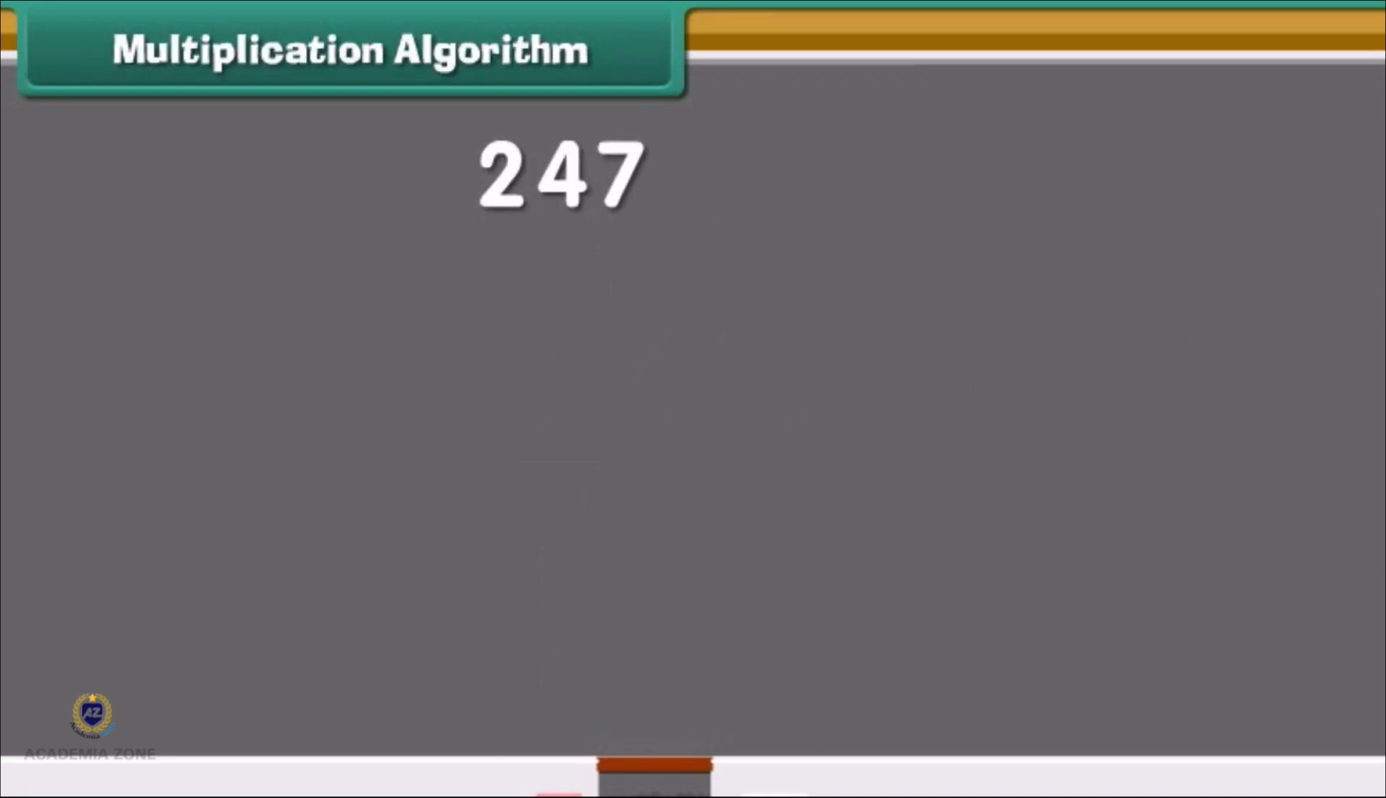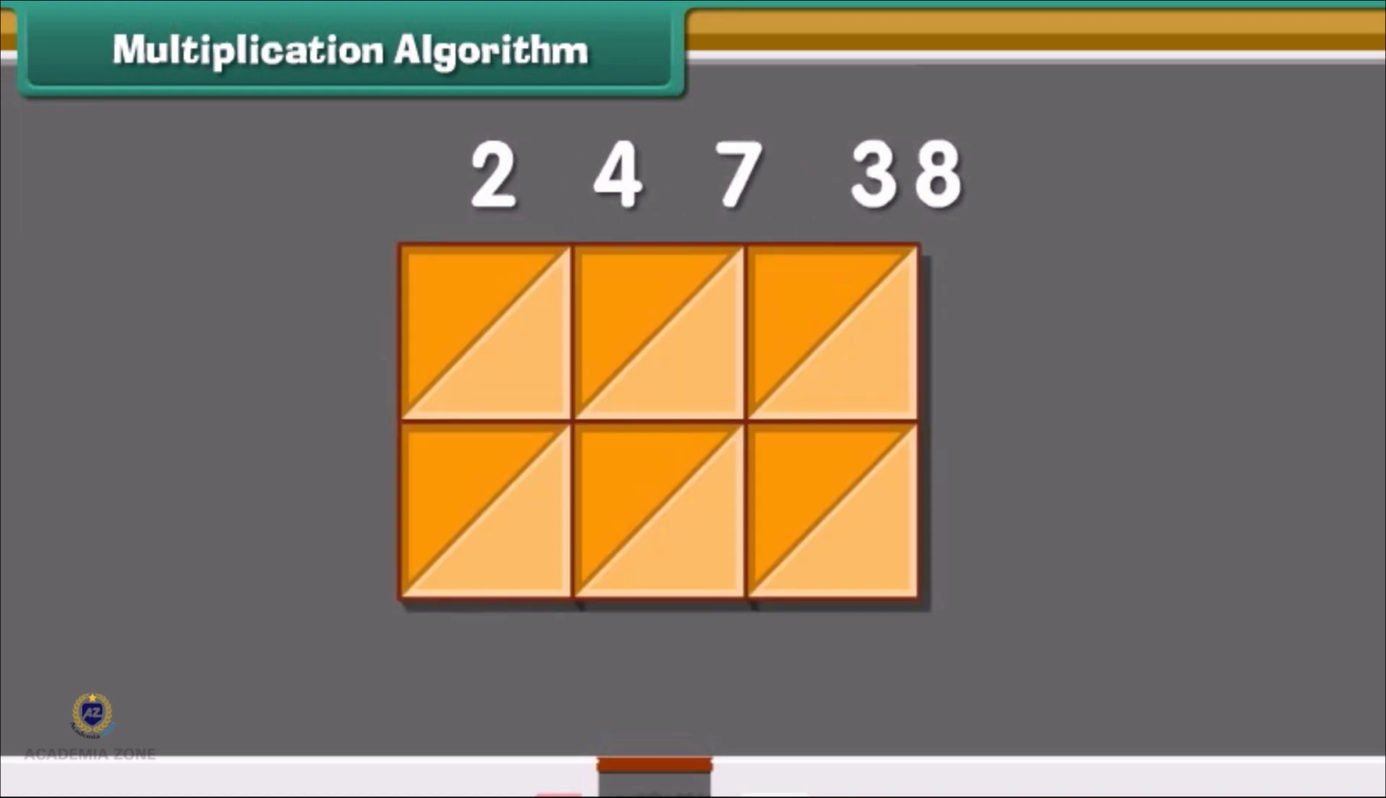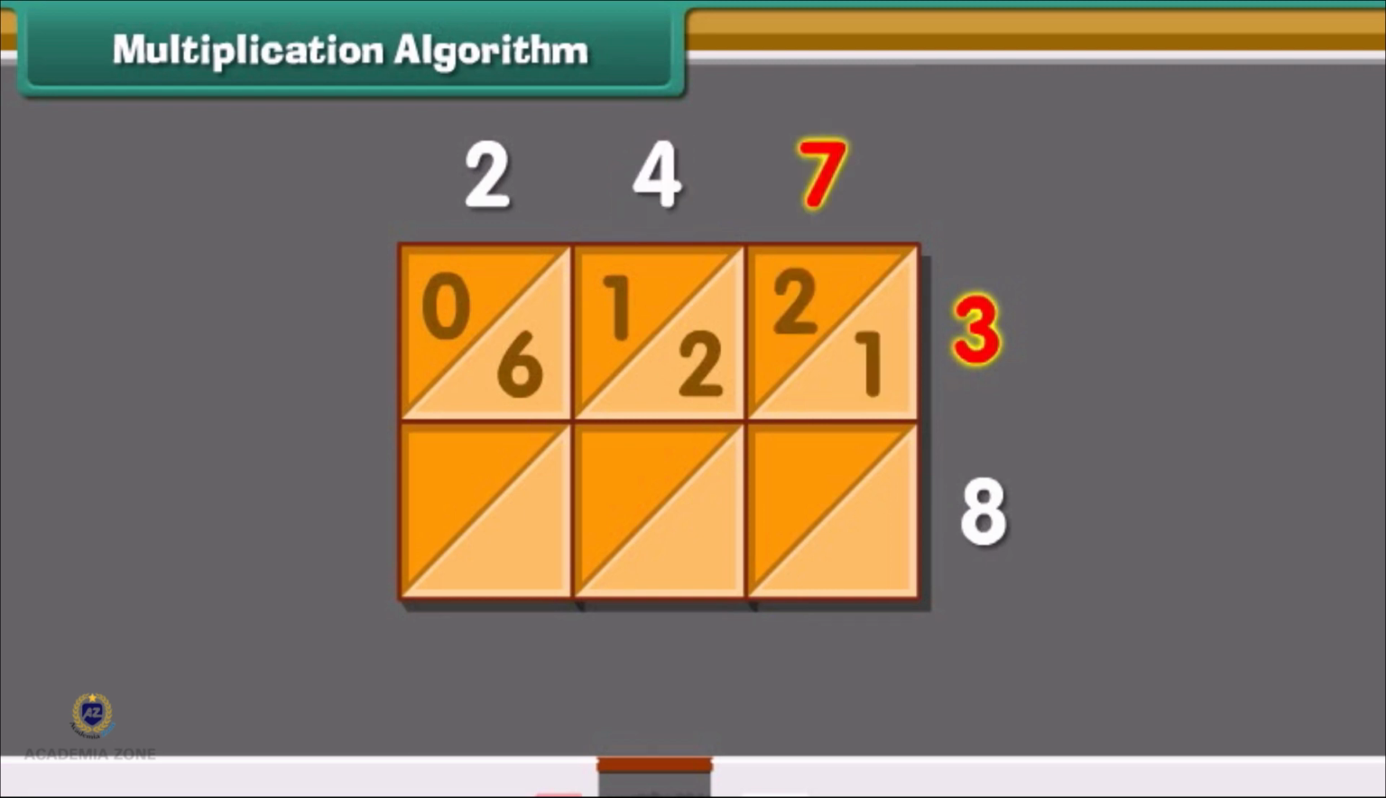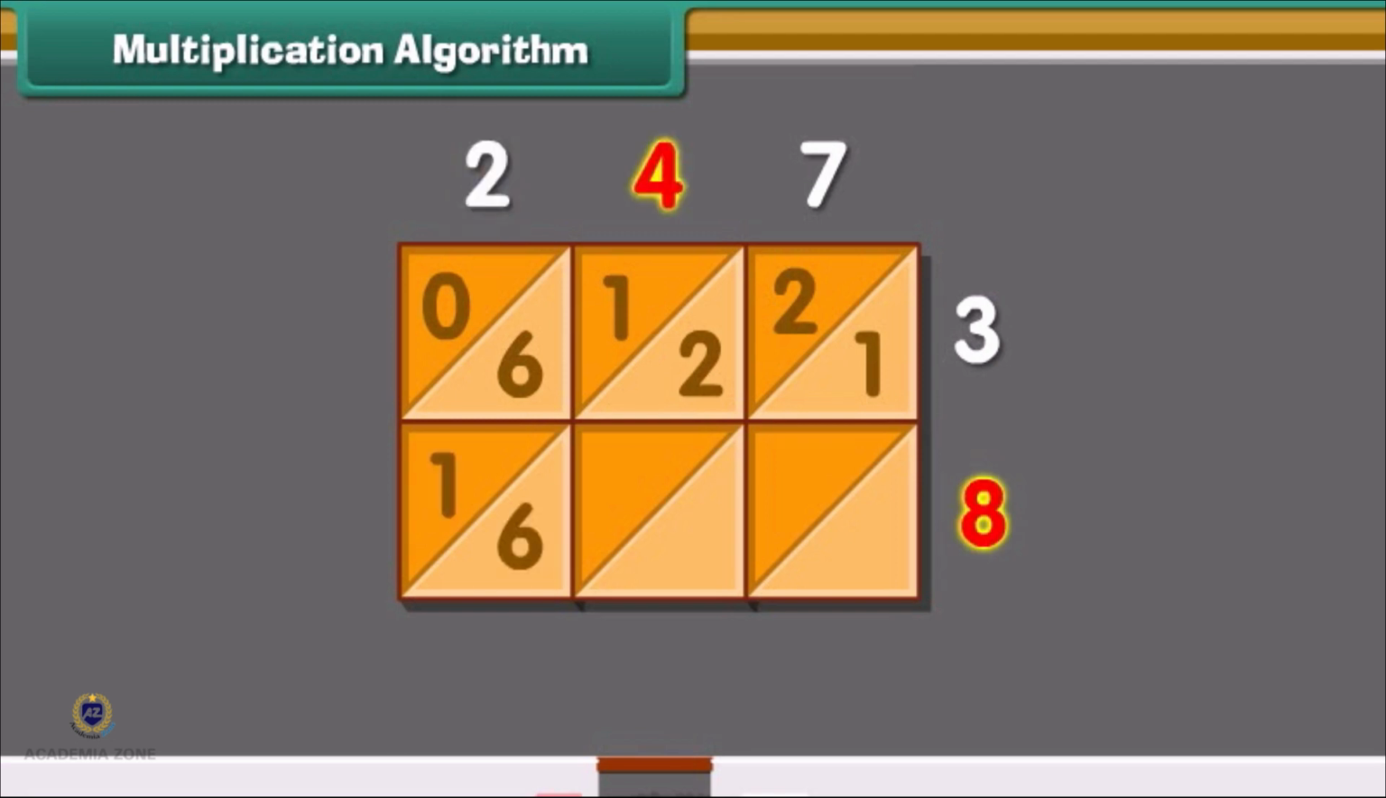Now we will multiply 247 and 38 by lattice algorithm. We will multiply the numbers one by one and write answers in this box. Write tens in tens box and ones in ones box. Firstly, multiply 2 and 3. Answer is 6. Write ones in lower box and tens in upper box. Then multiply 4 by 3. 4 threes are 12. Write answer in the box. Now 7 threes are 21. Similarly, 8 twos are 16. 8 fours are 32. And 8 sevens are 56.